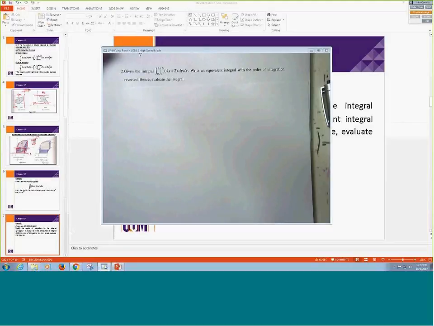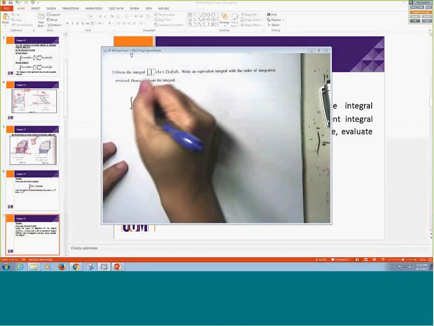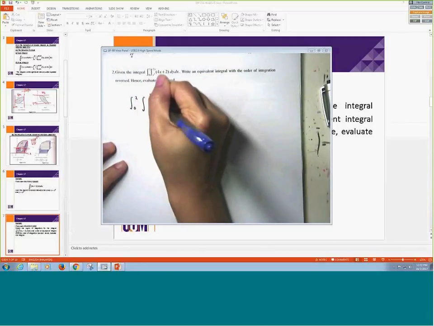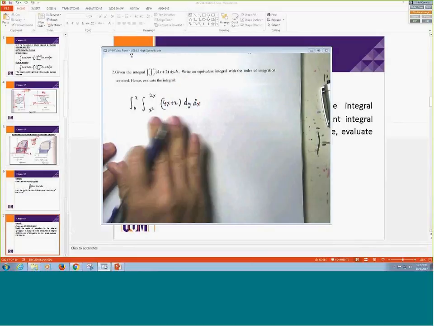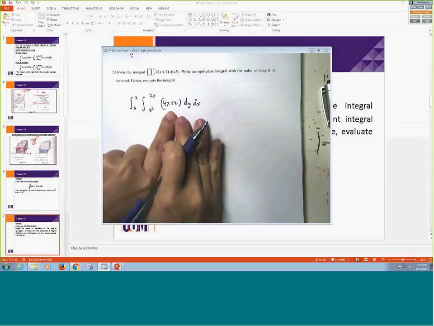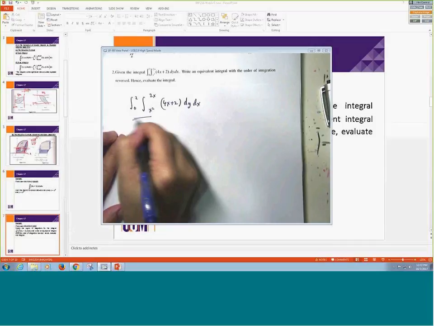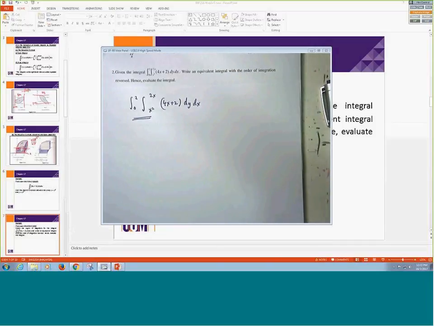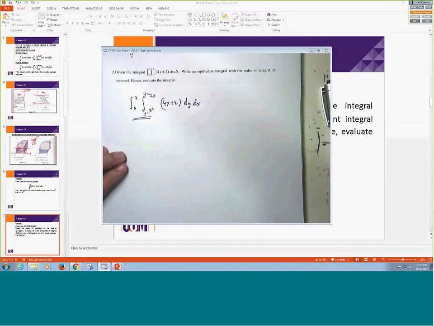Okay, so you need to sketch the region R first. So the region R is given. Okay, this is the question. If it is not finding the volume, normally we will not sketch in 3D. We just need to sketch the region R that is given here. So when you have dy dx, it means that this is for y, and the outer limit is for x.